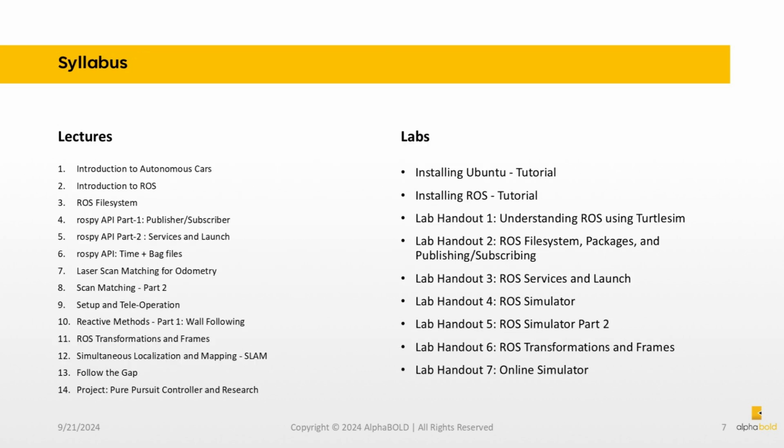The syllabus is divided into two sections, lectures and labs, focusing on ROS, Robot Operating System, and its applications. The lectures include 14 topics, starting with an introduction to autonomous cars and ROS, progressing through key concepts like ROS file system, ROSPy API, laser scan matching, and localization techniques such as SLAM. The Labs section complements the lectures with hands-on exercises, including tutorials on installing Ubuntu and ROS, working with tools like TurtleSim, ROS services, simulators, and transformations. The syllabus emphasizes a structured blend of theory and practical skills to develop expertise in autonomous systems and ROS applications.